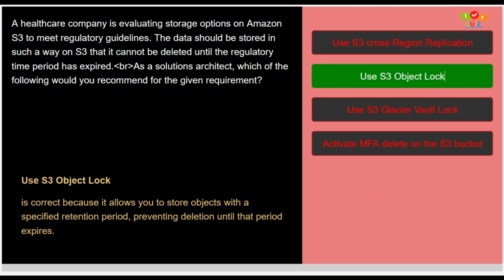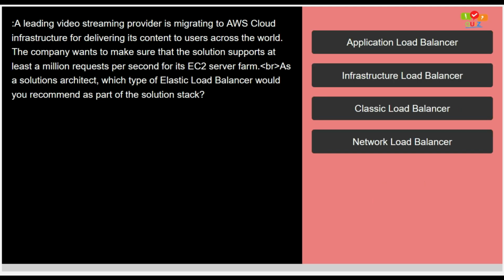Alright, next question. A leading video streaming provider is migrating to AWS Cloud infrastructure for delivering its content to users across the world. The company wants to make sure that the solution supports at least 1 million requests per year for its EC2 server farm. As a solutions architect, which type of elastic load balancer would you recommend as a part of the solution stack?